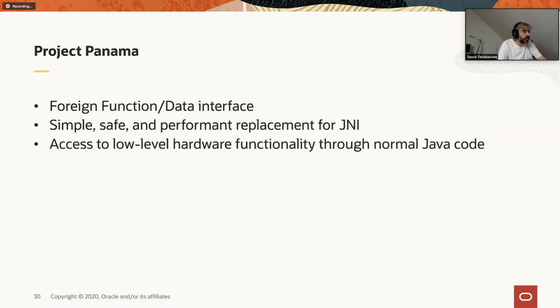Another large project is Panama. The goal of Panama is basically to enrich the interaction between the Java virtual machine and foreign native code. Historically, we had JNI for that, the Java Native Interface, but JNI was specifically designed in the early days to be, I would say, not friendly to use. We want to provide an alternative to JNI where it is easy, safe, and efficient to use native code from Java.